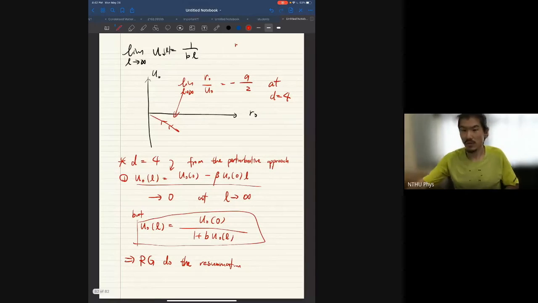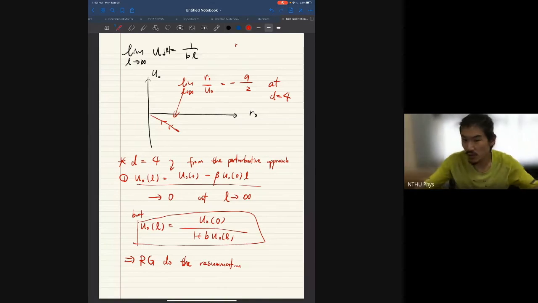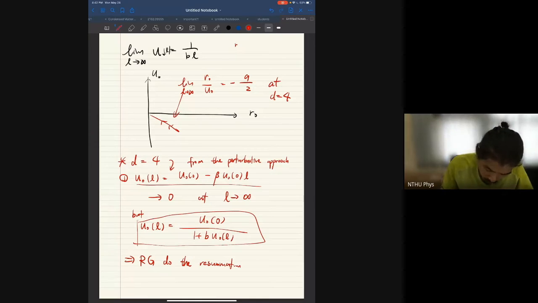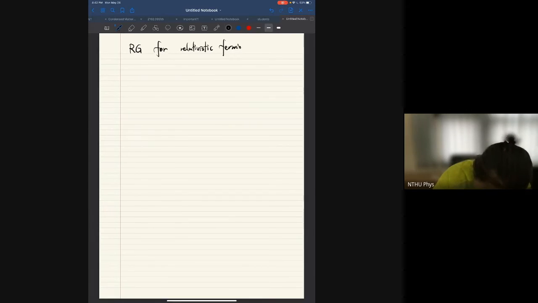If not, I will spend maybe 20 minutes discussing the next topic, which is the RG for the fermion case. Okay, if there are no questions, then we'll do the RG for relativistic fermions, and let's do it in the 1D case first.